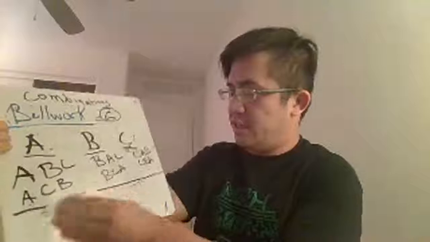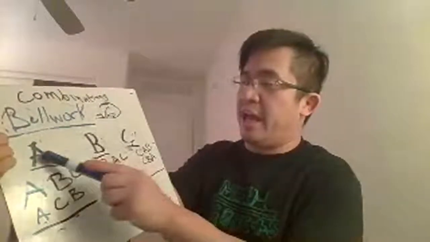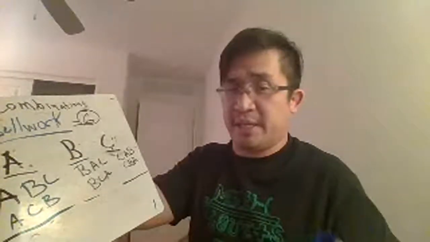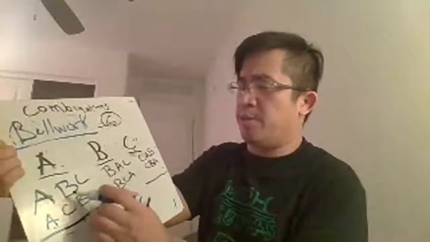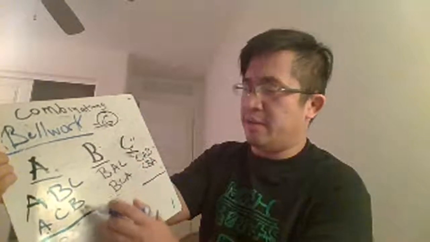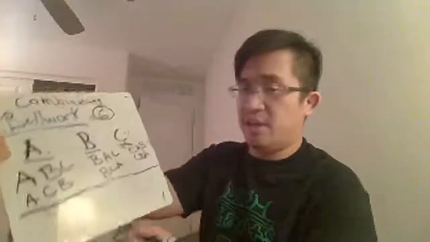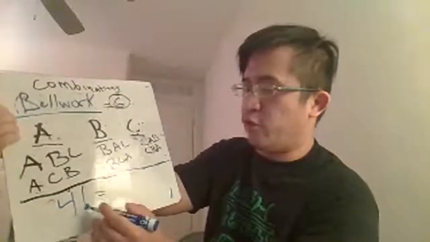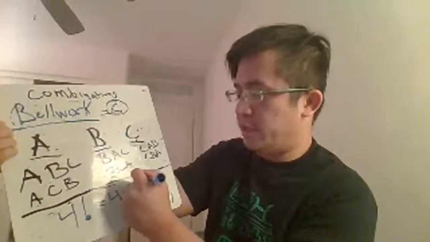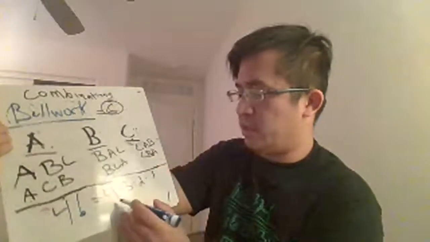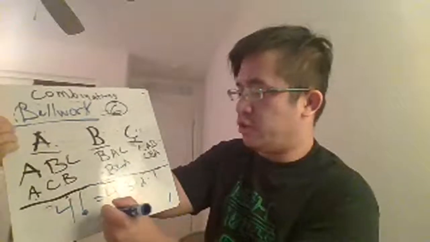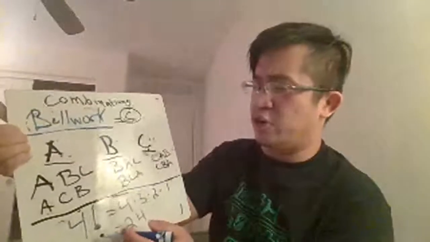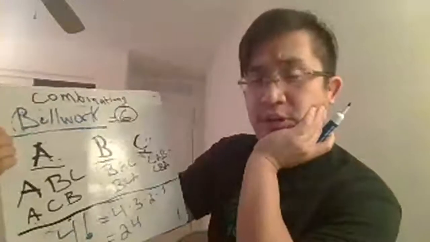If I did 4 letters, like A, B, C, and D, it would take me extra long to write down the list because instead of writing down 3 letters all differently, I'd have to write down 4 letters. So a fast way to do that would be 4 factorial. So 4 factorial is 4 times 3 times 2 times 1. And 4 times 3 is 12 times 2 is 24. There's 24 different ways to write in 4 different letters.